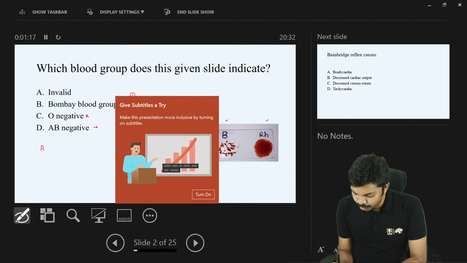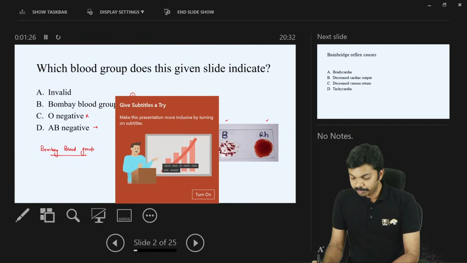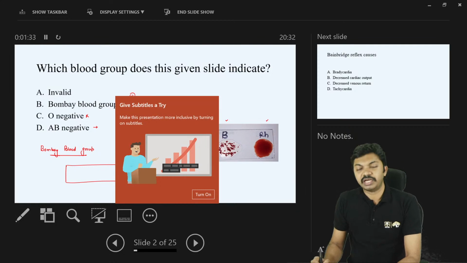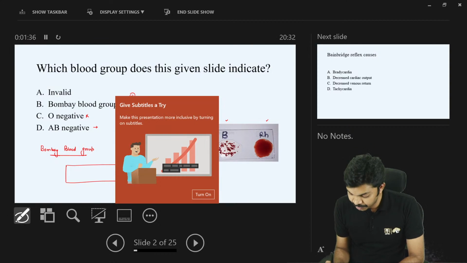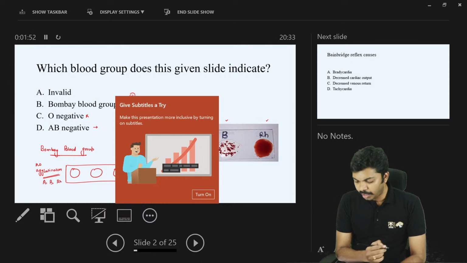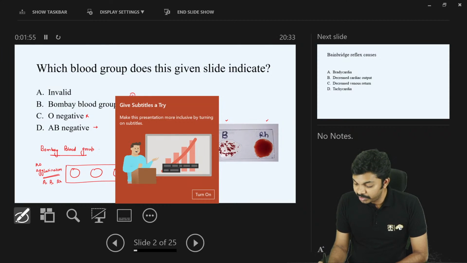When it comes to Bombay blood group, guys, in a slide with Bombay blood group, you're not going to see agglutination in A, you're not going to see agglutination in B as well as in D. So you have no agglutination in A, B as well as RH. So at the outset, very important, keep this in mind, a slide of Bombay blood group resembles O negative.